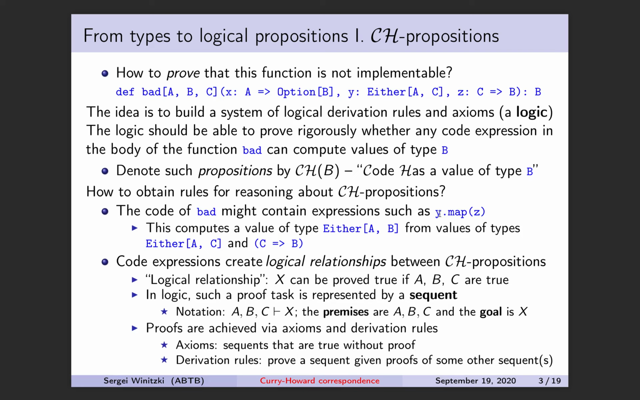So every expression that we can write gives us a certain logical relationship, which is expressed as a certain sequent in logic. And once we write down all those possible derivation rules, we will achieve what is called a logic, or a system of axioms and derivation rules that allows you to prove things. Sequents that are true without proof are called axioms, and sequents that are true given some other sequents are called derivation rules.